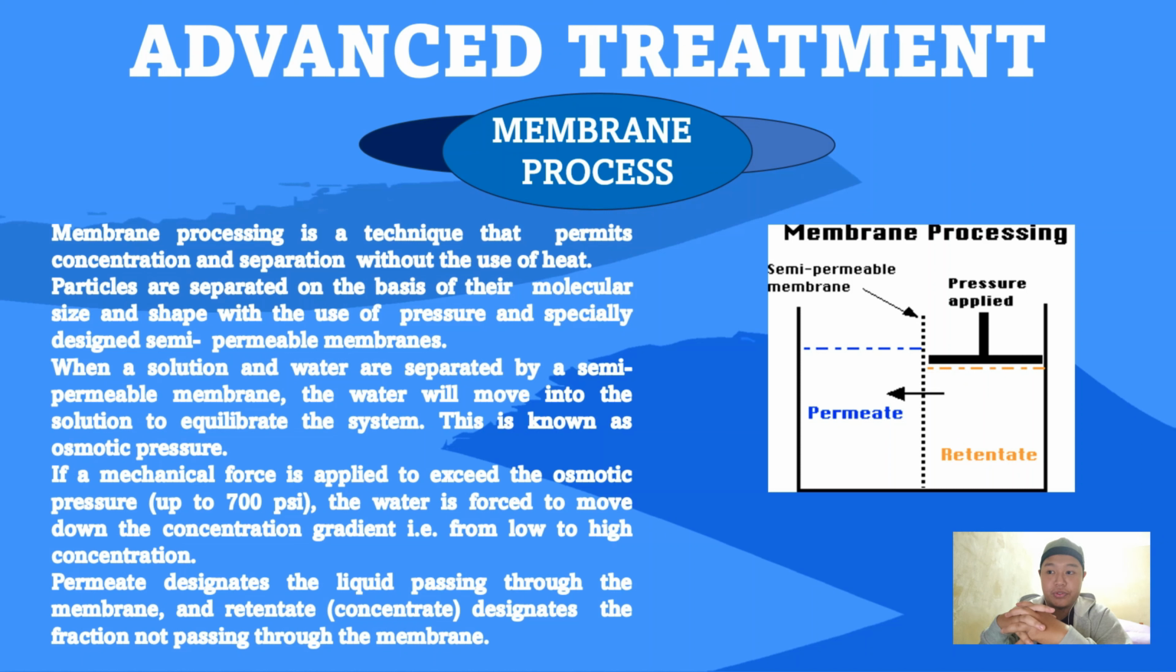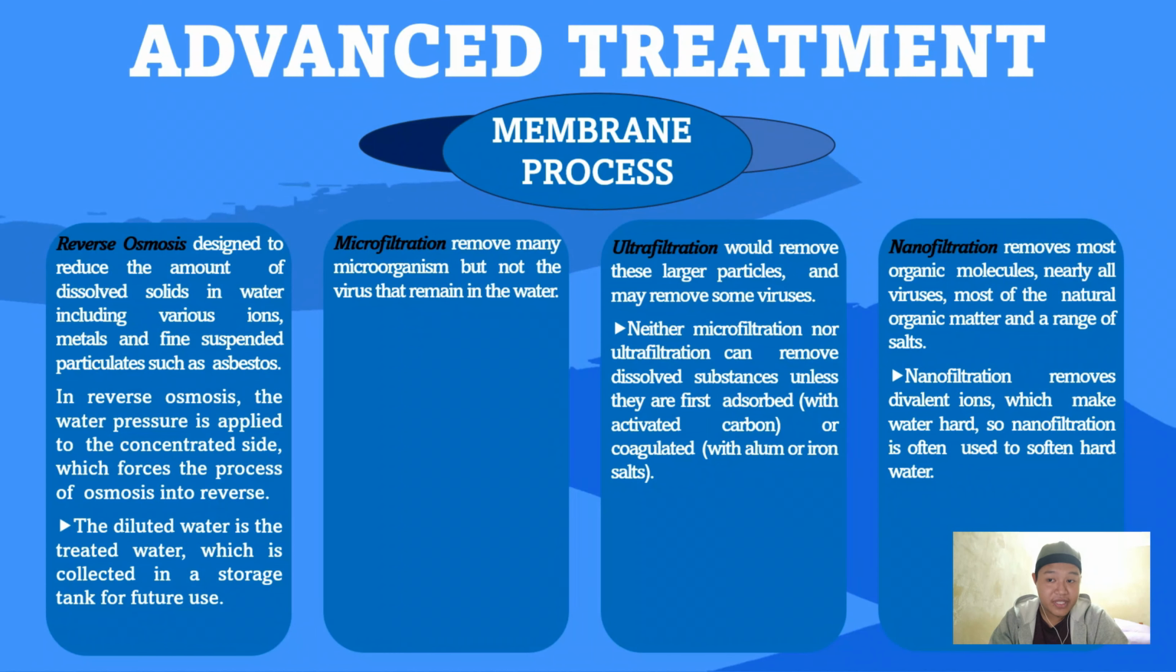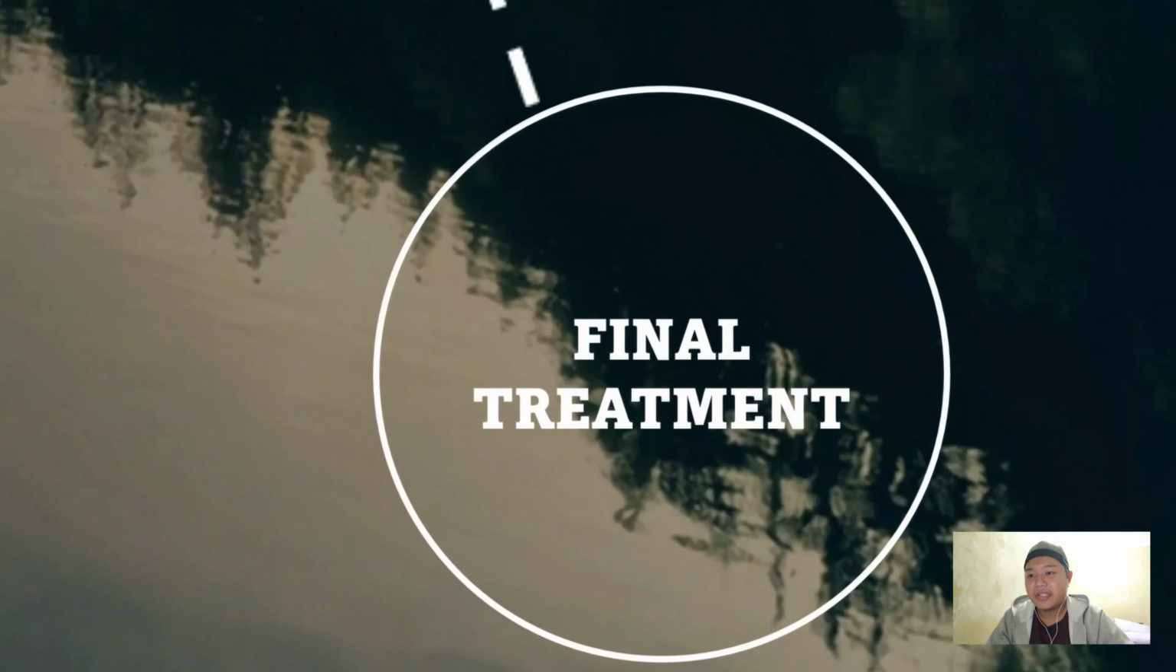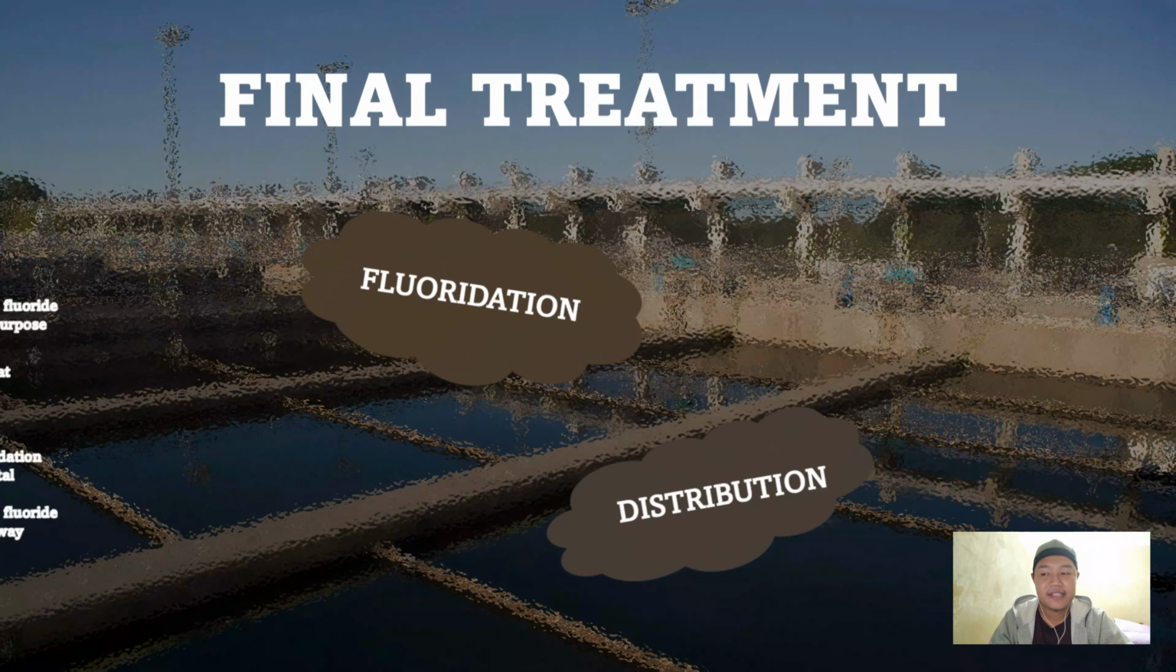The membrane process is good because it can filter much smaller particles than paper and sand filters can. The membrane can be cleaned and reused, which can save more budget. So there are four types of membrane process, including reverse osmosis, nanofiltration, ultrafiltration, and microfiltration. Last but not least, the final treatment, which includes fluoridation and distribution.